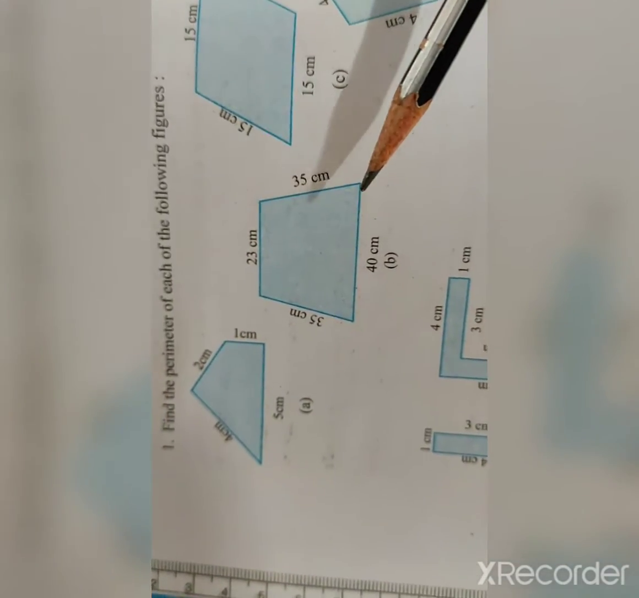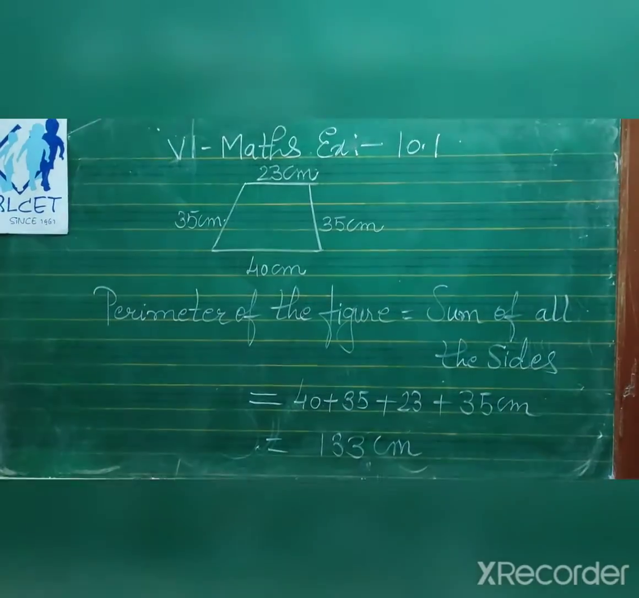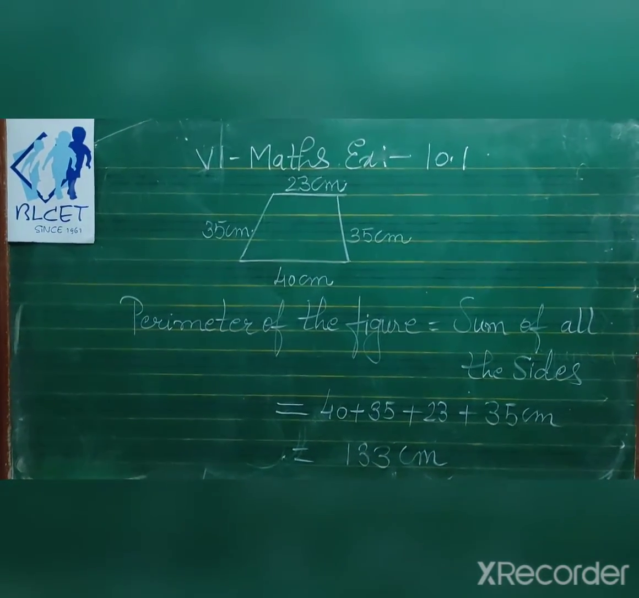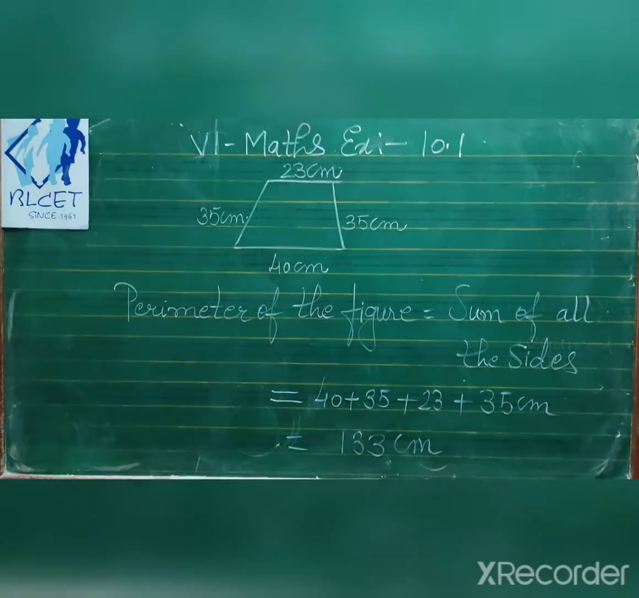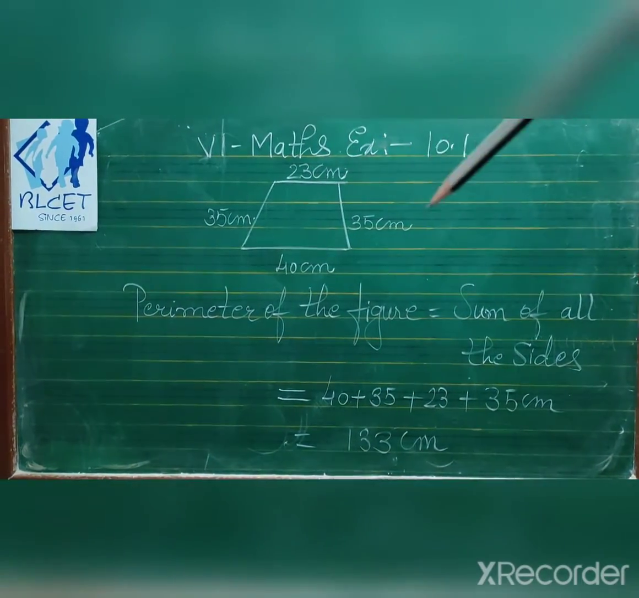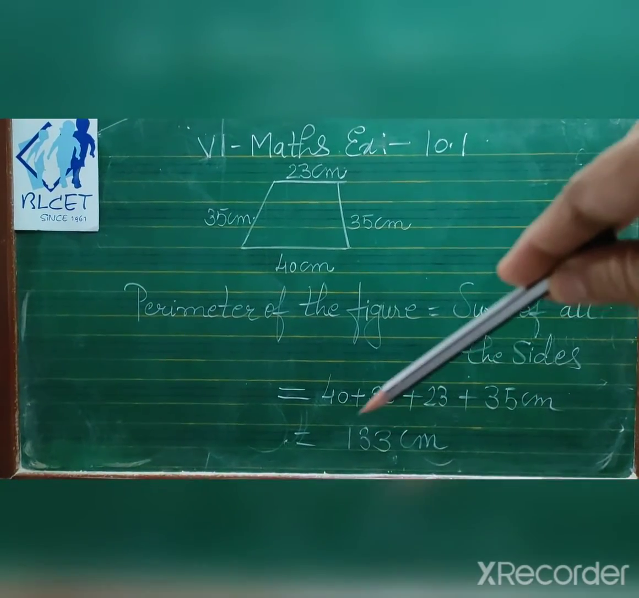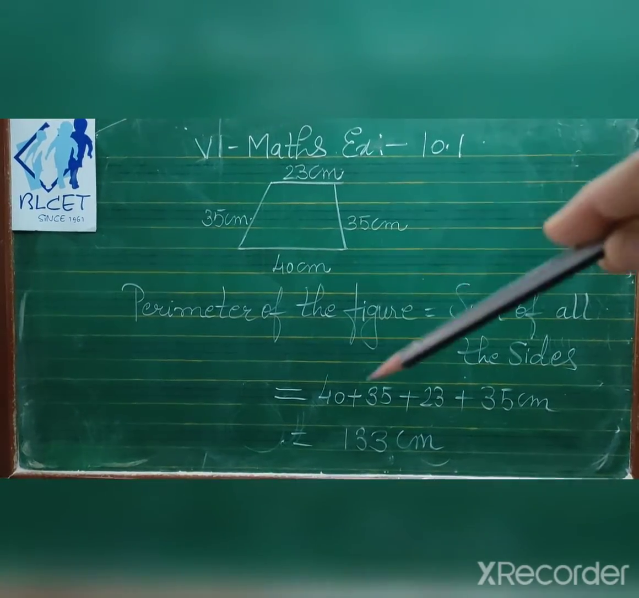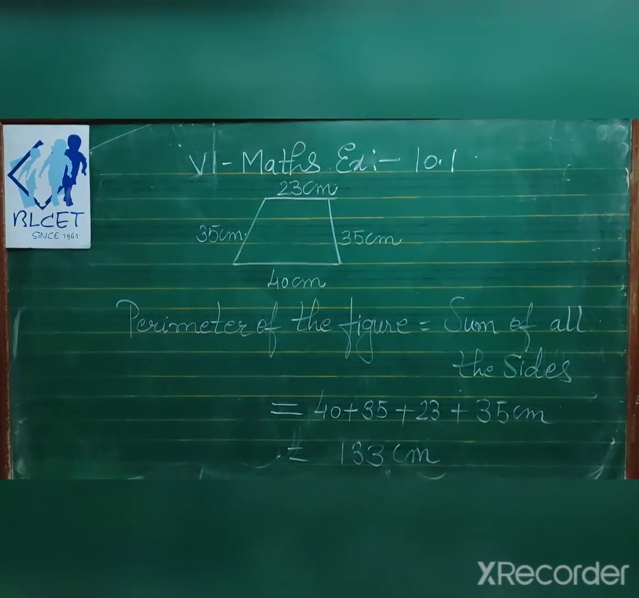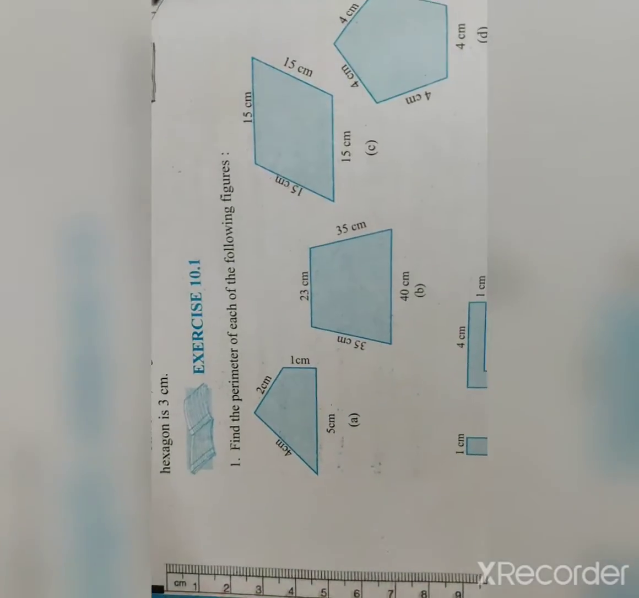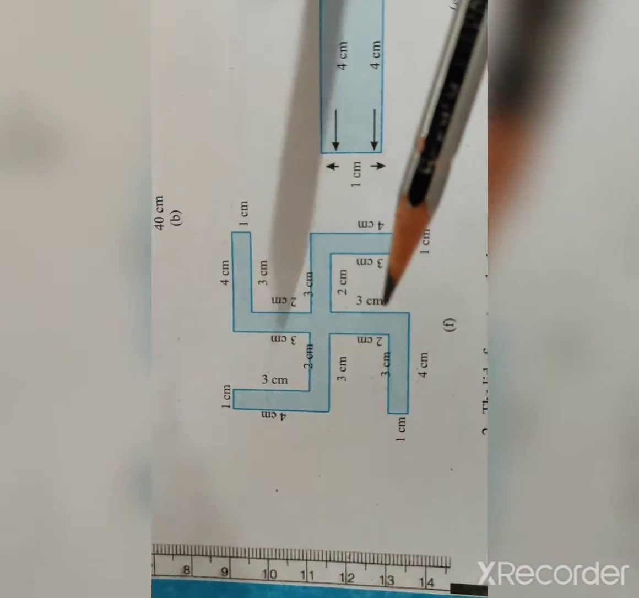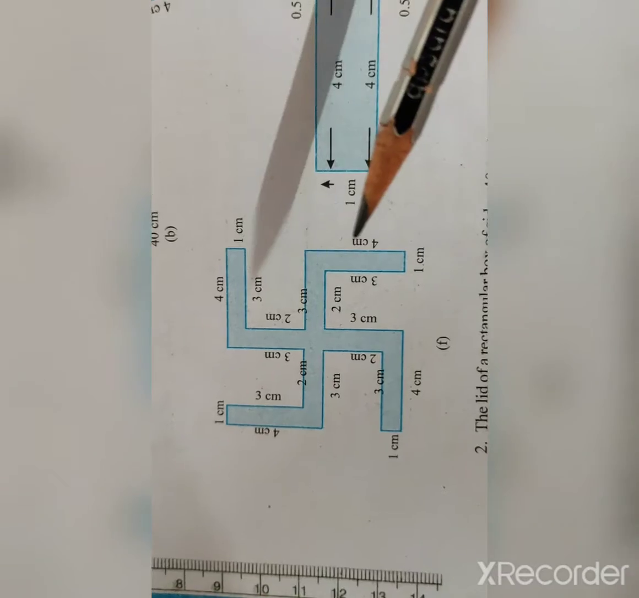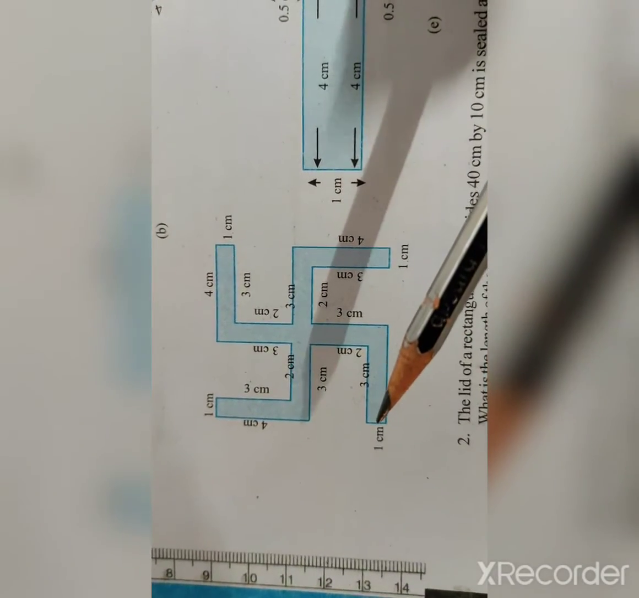So I am solving this one for you. First draw the figure on the blank page and then write: perimeter of the figure is equal to the sum of all the sides. So 40 plus 35 plus 23 plus 35 is equal to 133 centimeter. So the perimeter of the given figure is 133 centimeter. In this way you will solve. Then in the same way you will solve this. Now see in this, the perimeter of the figure is the sum of all the sides. You will start from here.